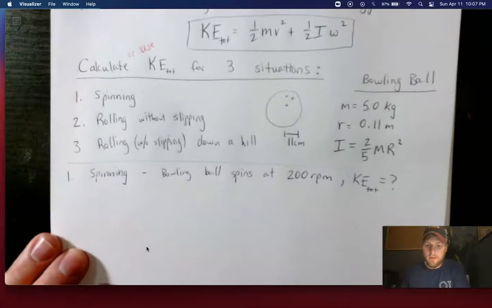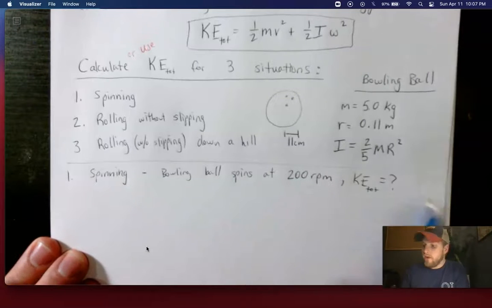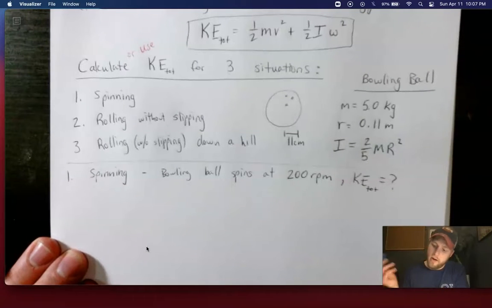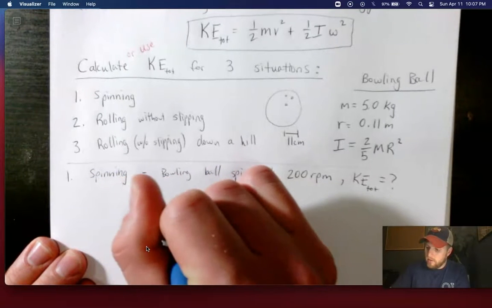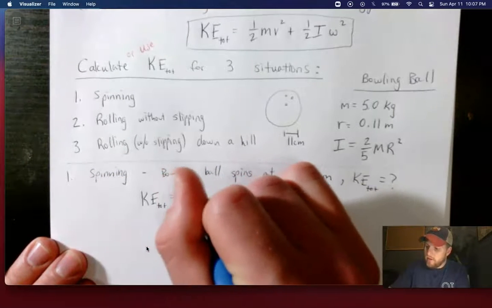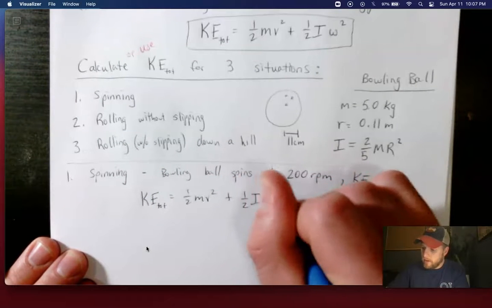First will be the simplest of the situations. We're going to have our bowling ball spinning at 200 RPM. We want to know the total kinetic energy of that. So the total kinetic energy is just the translational kinetic energy plus the rotational kinetic energy.